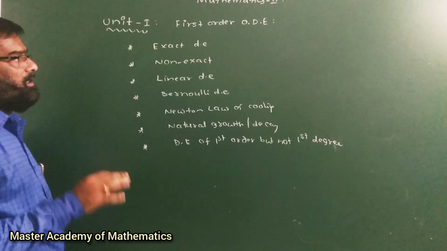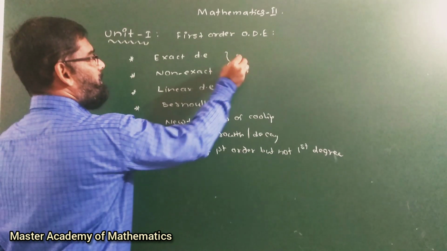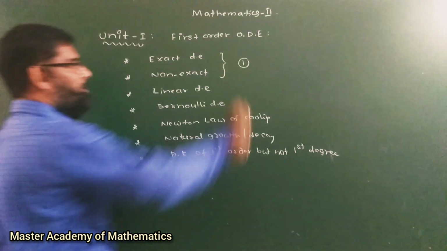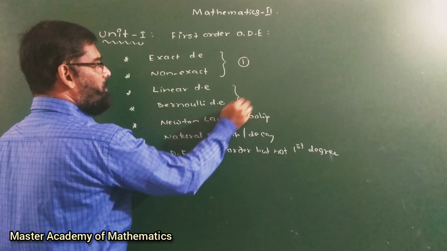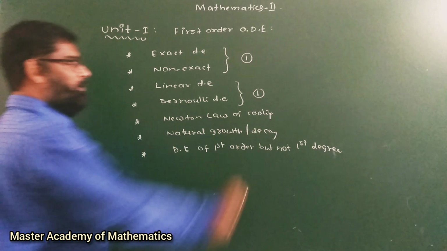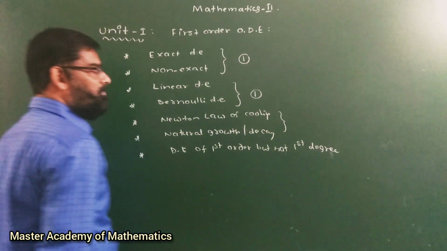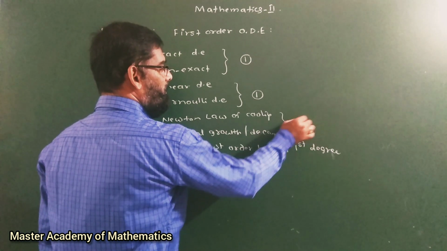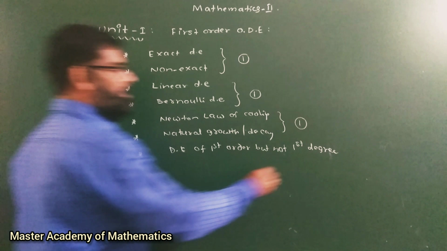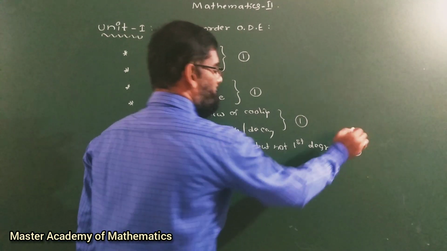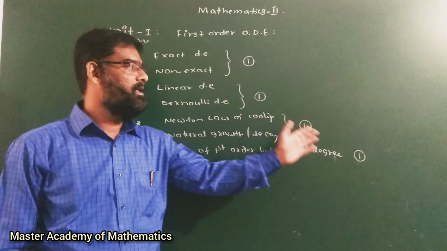Out of these topics, for exact and non-exact, you can expect 1 problem. Linear and Bernoulli, you can expect 1 more problem. Newton law of cooling and law of natural growth and decay, this is 1 problem. Differential equation of first order but not first degree, this is 1 problem. Totally how many problems are there? 1, 2, 3 and 4.